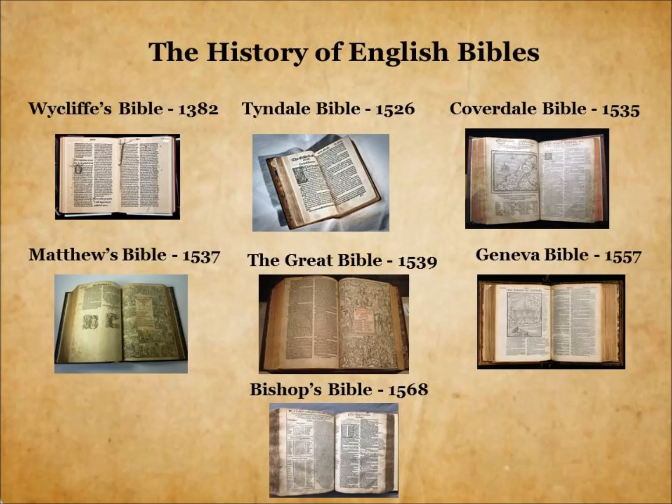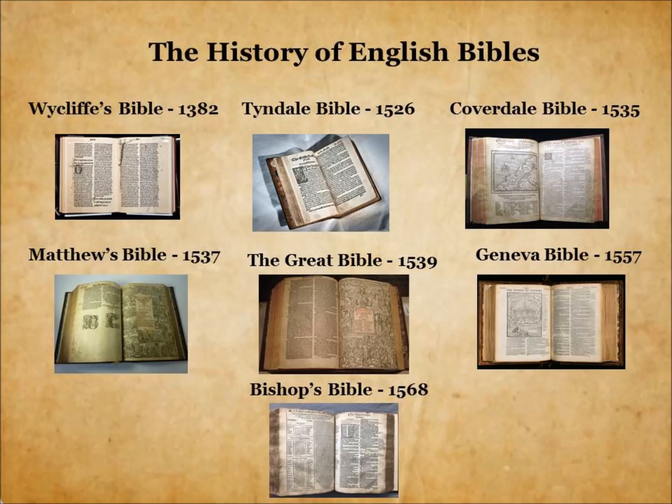And this leads us to the history of the Bible in English, specifically the Bibles that came before the King James Bible. Now, this is one of the things that not every King James only advocate will throw out, but some of them will say, well, the King James Bible was the first Bible in English. That's just historically inaccurate. The first Bible in English was in 1382. That was John Wycliffe's Bible.